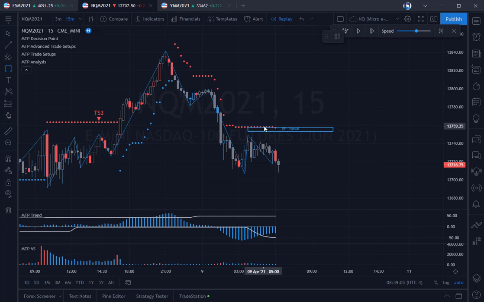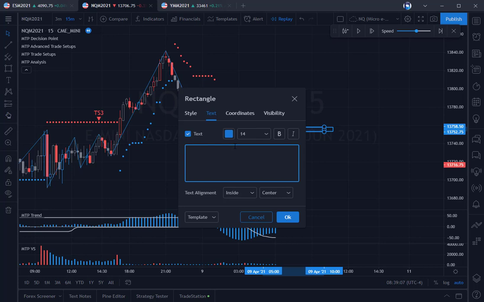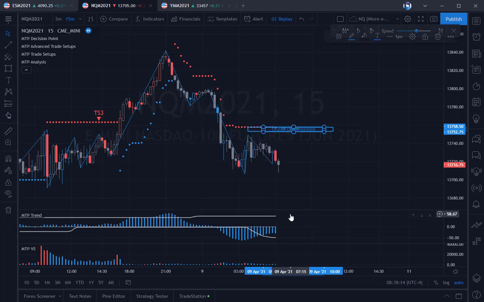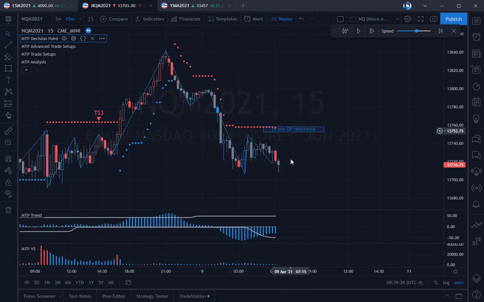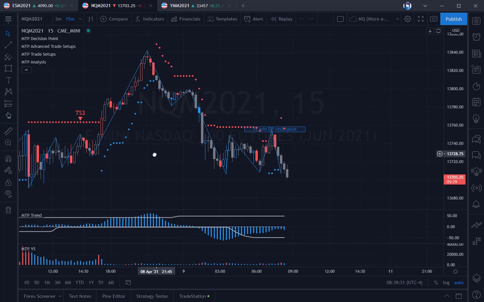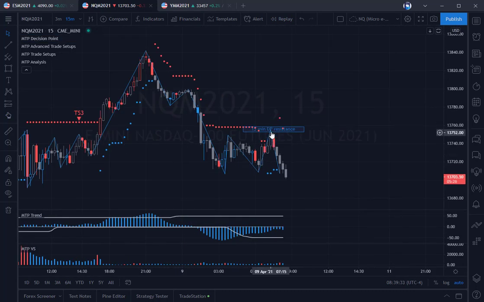I'm now just going to draw a little rectangle around it, perhaps place a bit of text in the box. I'm now going to lock that so it doesn't move when I change time frames. I'm now going to take the DP off. So there's the level left with that rectangle. If I turn training mode off now, can you see what the NQ did? It went up to that level and then reversed to that level. So that's what we're looking for.